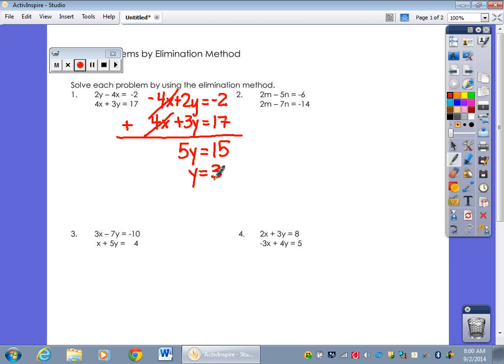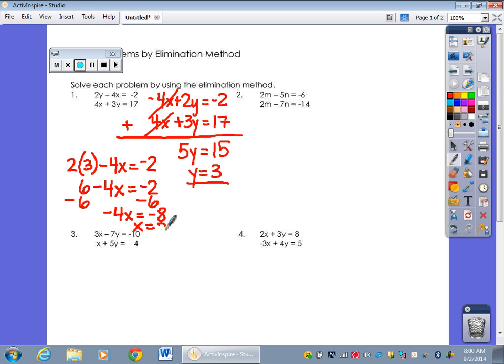Once I have y is equal to 3, then I need to go back into either one of the equations and substitute it in to find x. So 2 times 3 minus 4x equals negative 2. I'm substituting into the first equation. And so 6 minus 4x equals negative 2. Subtract 6. So negative 4x equals negative 8. And x is equal to 2. So your solution is 2, 3.